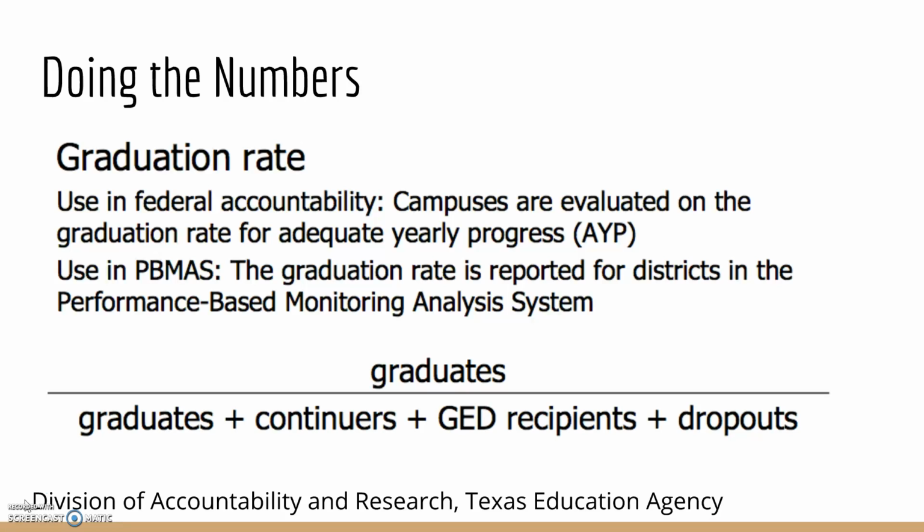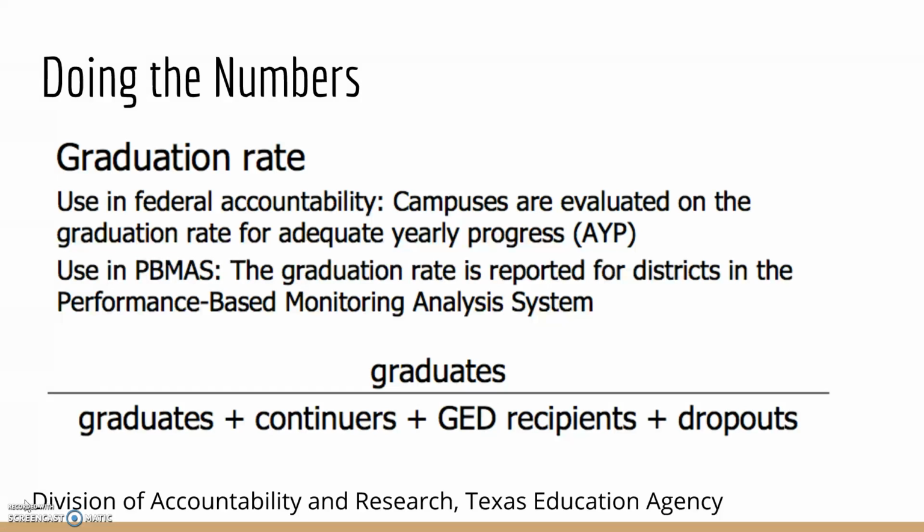Okay, so into actually doing the numbers of the graduation rate. For federal accountability, campuses are evaluated on the graduation rate for their adequate yearly progress, or AYP. And then it also is used in the performance-based monitoring analysis system. So obviously graduation numbers are going to be very, very important for a school's funding and for a district's funding. And this is all according to the Division of Accountability and Research on the TEA website.